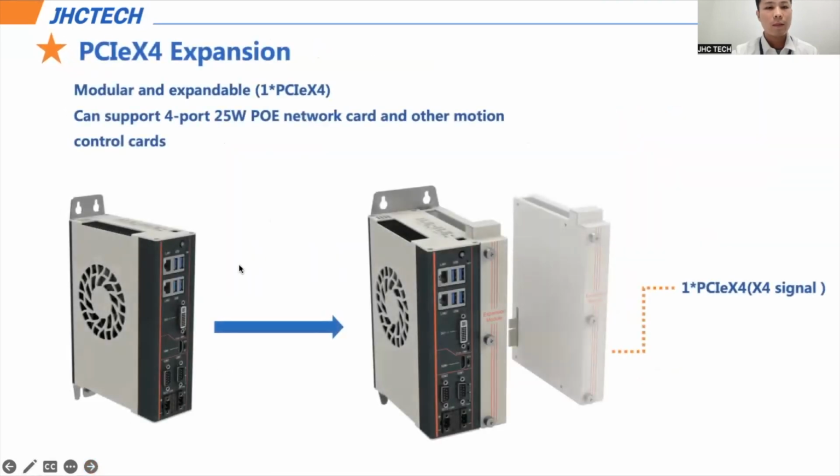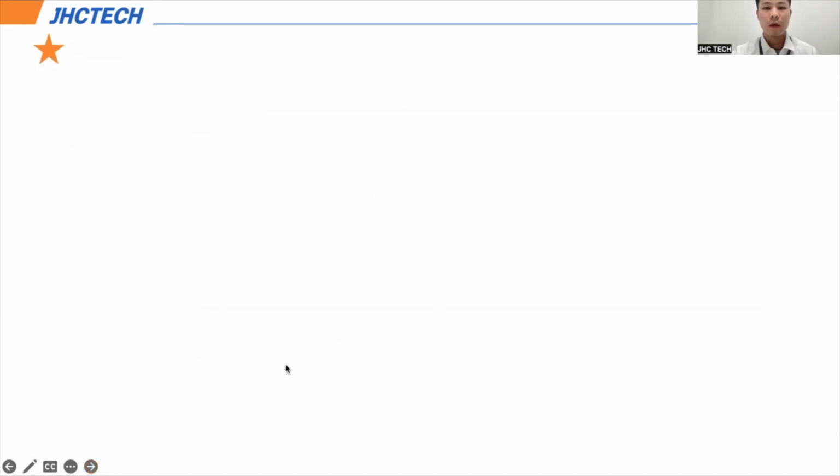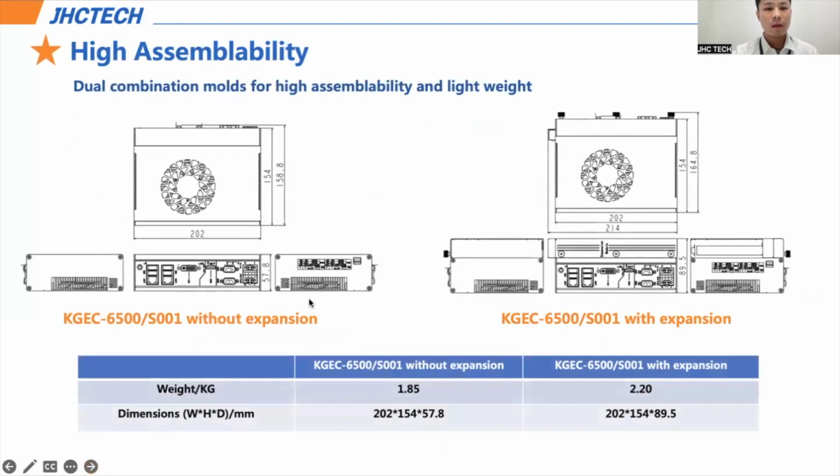Okay, next part is the expansion slot. This product can support one PCIe slot with X4 signal. So we can install a PoE card or other motion control cards in the expansion slot. Here are the size, dimensions and weight of this product, with the expansion or without expansion.